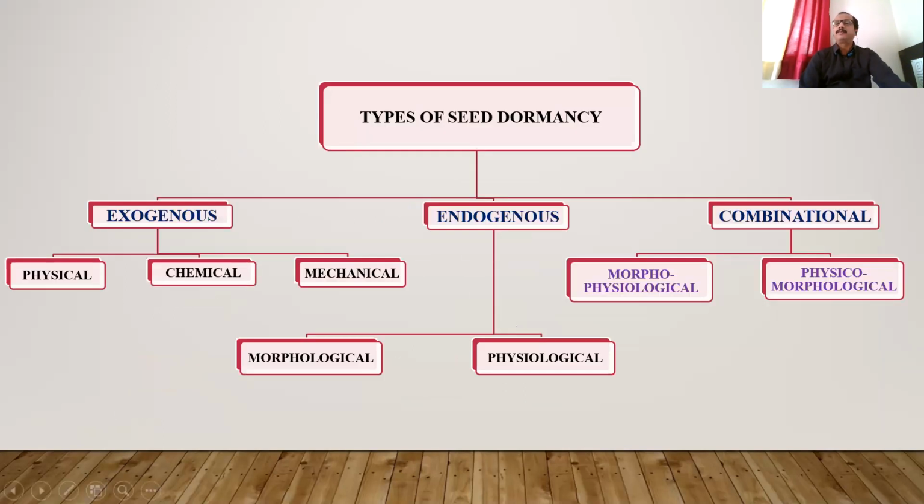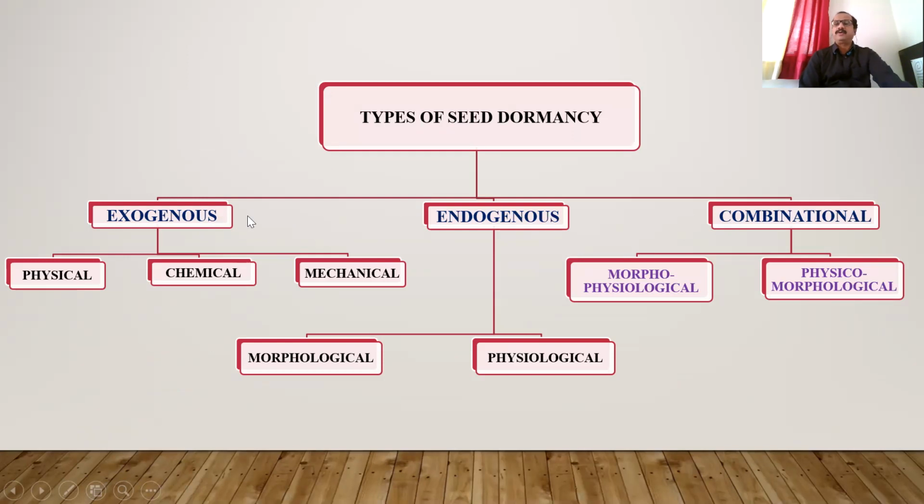So before discussing the actual questions, we have to see this chart showing classification or different types of seed dormancy: exogenous seed dormancy, endogenous dormancy, and combinational. These are important. Exogenous is due to external factors, endogenous dormancy is due to some internal factors, and combinational is a combination of exogenous and endogenous factors.